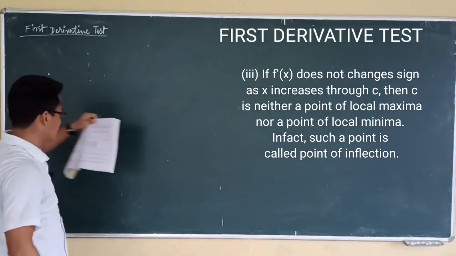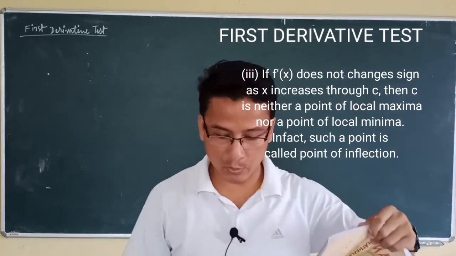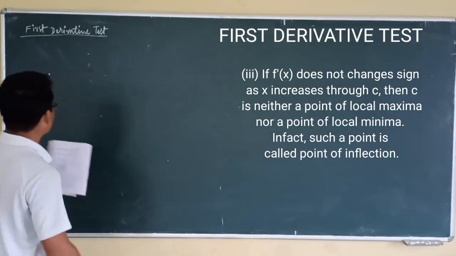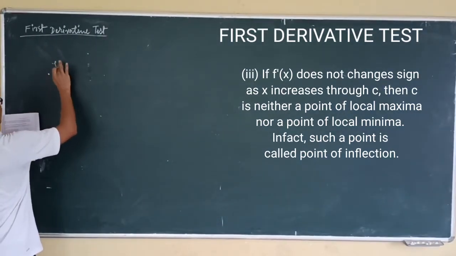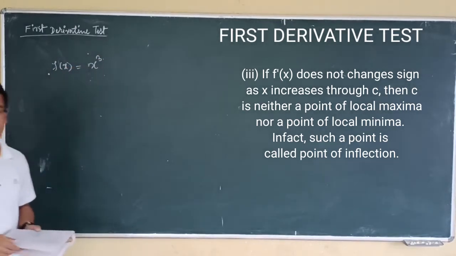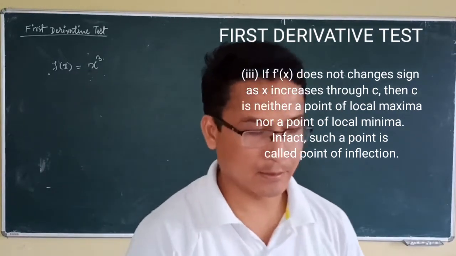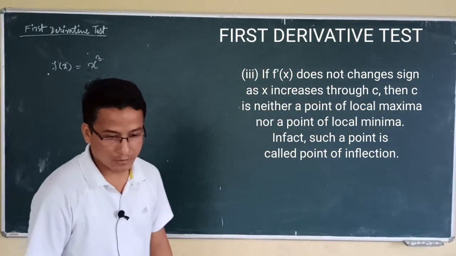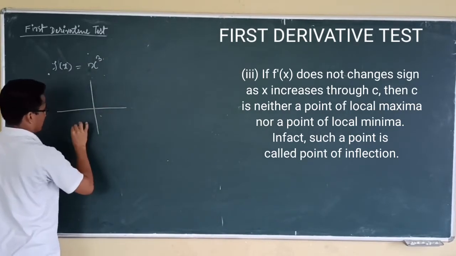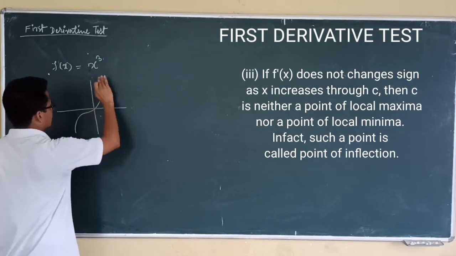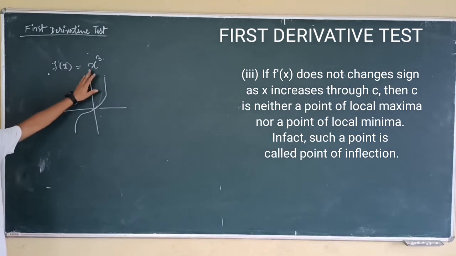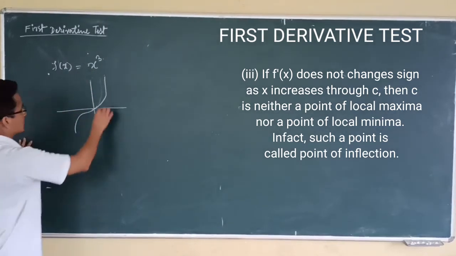I'm taking this from page number 221 of the NCERT book. The function is f of x equal to x cube. Now the graph of this function is in this way. Okay, this is the graph of the function f of x equal to x cube.